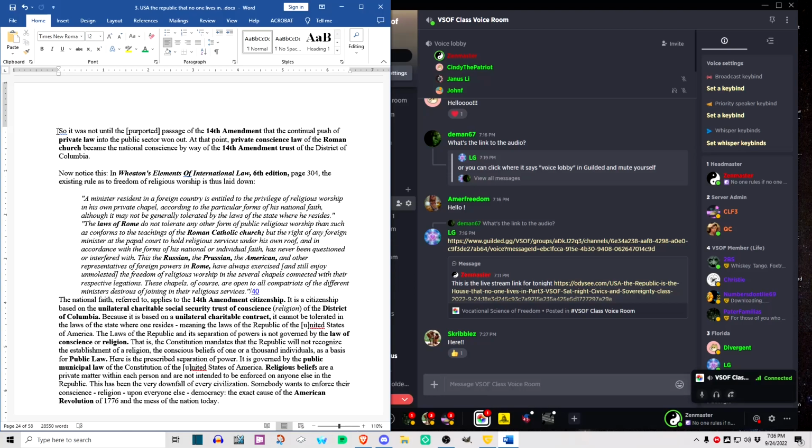Now notice this. In Wheaton's Elements of International Law, 6th edition, page 304, the existing rule as to freedom of religious worship is thus laid down. Quote, a minister resident in a foreign country is entitled to the privilege of religious worship in his own private chapel, according to the particular forms of his national faith, although it may be generally tolerated by the laws of the state where he resides. The laws of Rome do not tolerate any other form of public religious worship than such as conforms to the teaching of the Roman Catholic Church. But the right of any foreign minister at the papal court to hold religious services under his own roof and in accordance with the forms of his national or individual faith has never been questioned or interfered with. This the Russian, the Prussian, the American, and other representatives of foreign powers in Rome have always exercised, and still enjoy, unmolested, the freedom of religious worship in the several chapels connected with their respective legations. These chapels, of course, are open to all compatriots of the different ministers desirous of joining in their religious services, close quote. So you see, what he's saying there is that everything is controlled.